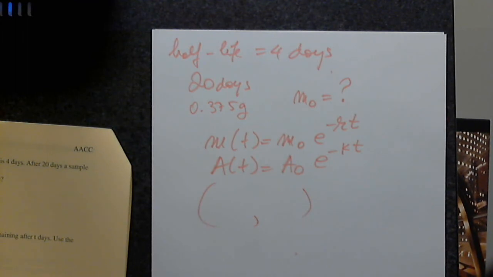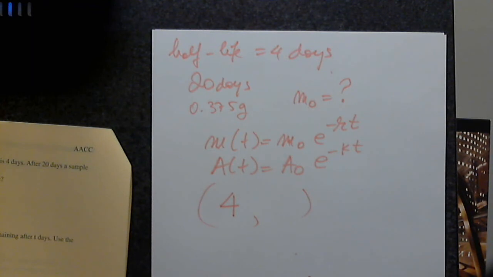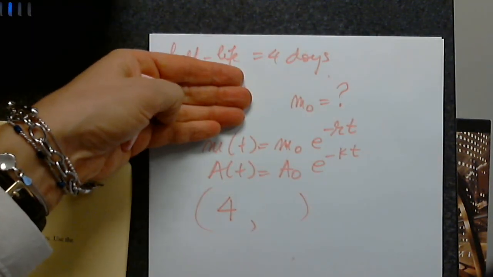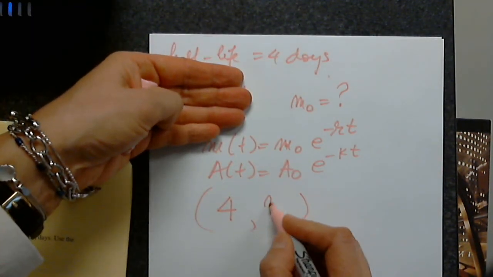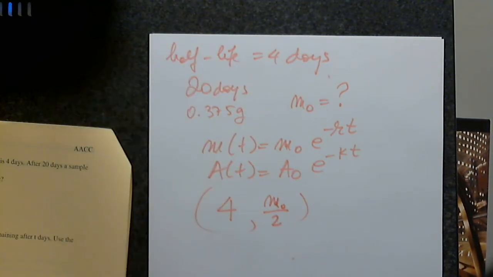Please give me the ordered pair, exactly what you just said. I want to write it as an ordered pair. 4, and then m0 over 2. Very good. This is the ordered pair. So we have an unknown initial amount, but I know that in 4 days it will become half.